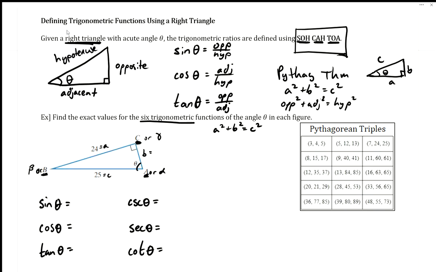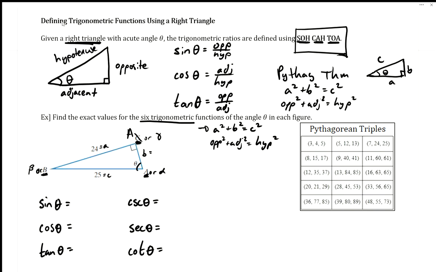Here's where we have to be careful with the letters, actually. So let's rewrite it: opposite squared plus adjacent squared equals the hypotenuse squared. The reason I want to rewrite it is because sometimes these letters are arbitrary. They might say that this is capital A, and then this wouldn't work the same way anymore. So we'd have to rearrange those letters.